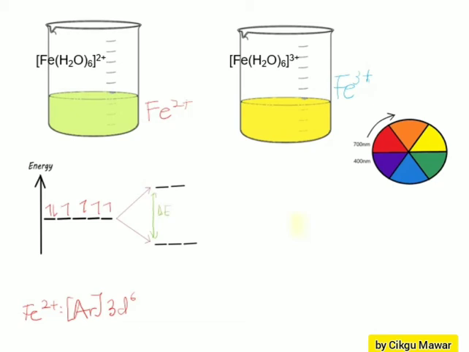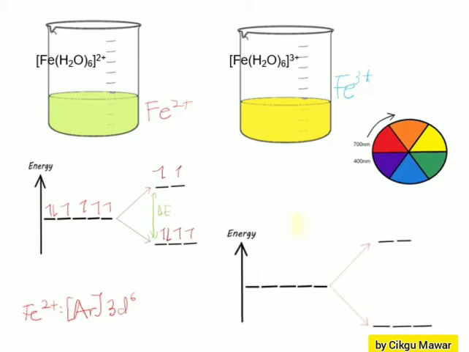Okay, so we just fill up 5 and 6 here. Now this is the energy difference of iron 2 plus, the neutral metal. So let's compare to the iron 3 plus.